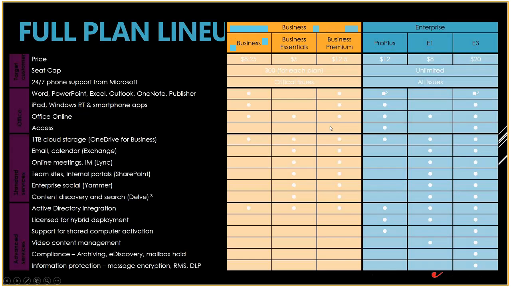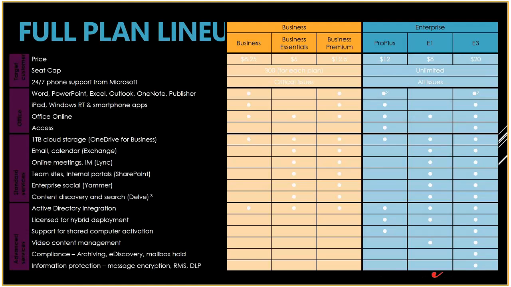This is a worksheet that shows, and the first thing is, we've got business and we've got enterprise. And there are 3 products here and there are 3 products here. So we've got business essentials, business premium, Pro Plus, E1, E3. Of course, it makes perfect sense how they're naming these things.